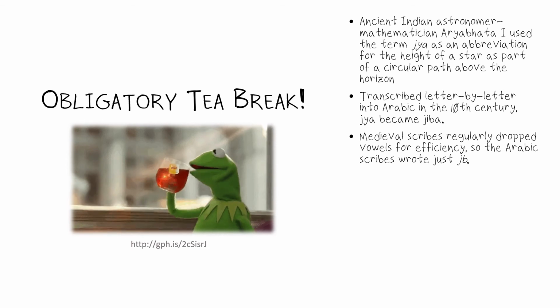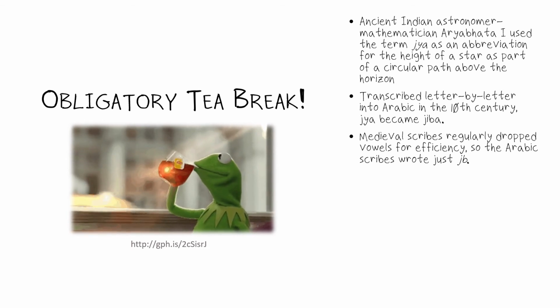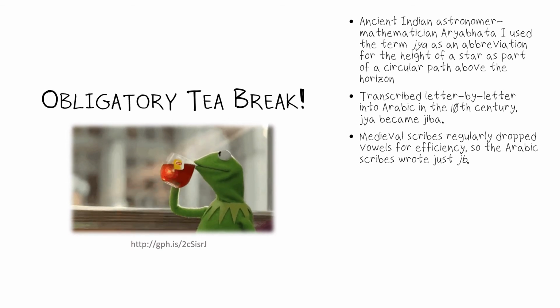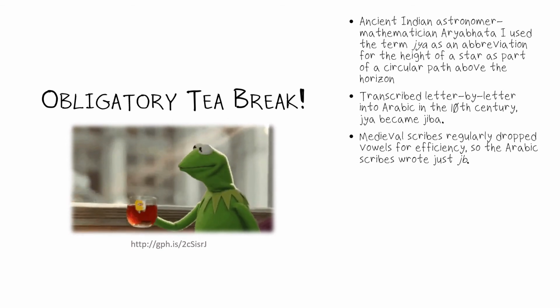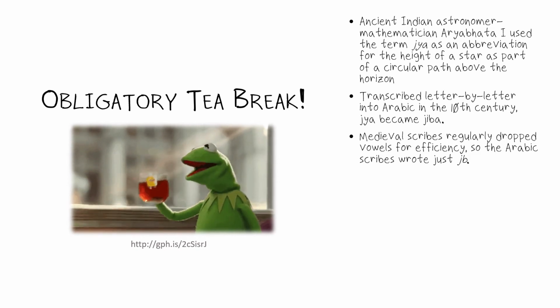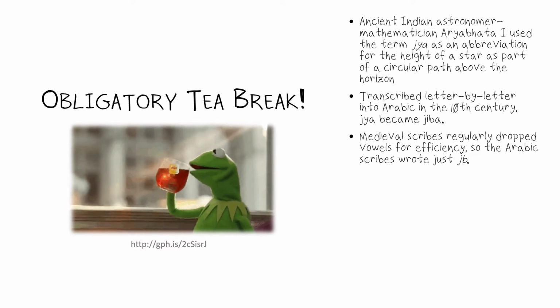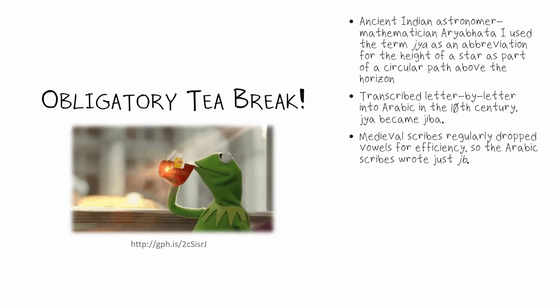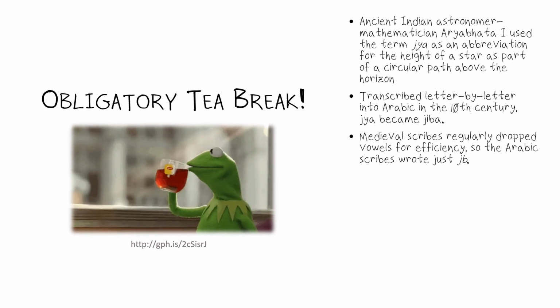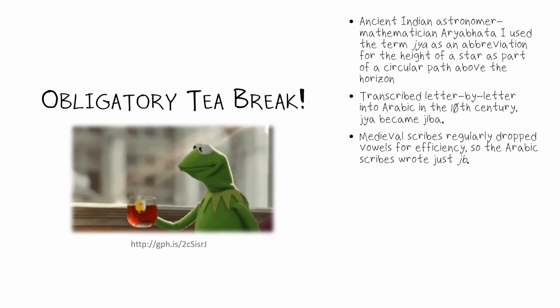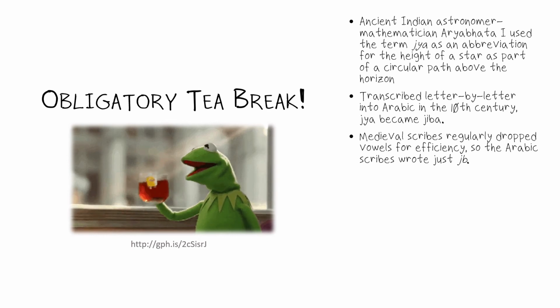What happens is when the scribes were recopying texts, they often dropped vowels just as a way to speed things up, sort of like taking concentrated orange juice. They just minimize what they have to write because there wasn't a printing press at the time. It was actually physically people writing. So the more efficient they could be about it, the better. So JYA became JIBA, which became just JB.